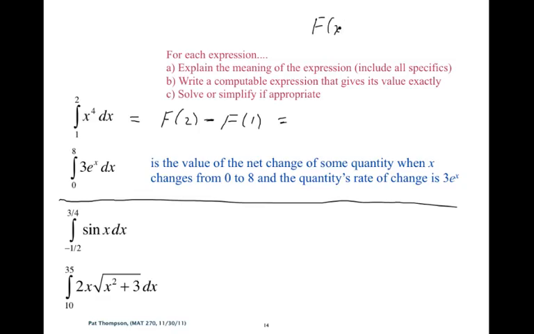Plus any constant, right? So there's actually many, many possible answers, because any constant along with that will still have that same rate of change function, x to the fourth. There's an infinite number of functions whose rate of change function is x to the fourth, all vertical shifts of the same quantity function, right?